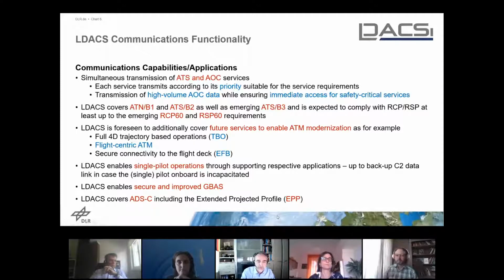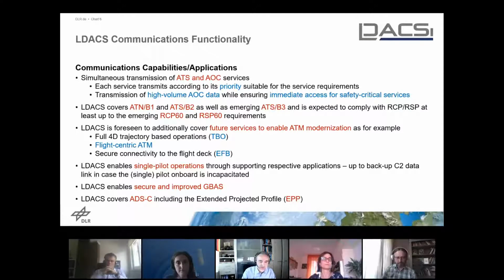So if you have a single pilot operation, you need some support from the ground, and LDACS might be the tool to make available these applications. This can reach up to a command and control data link in case the single pilot on board is incapacitated.